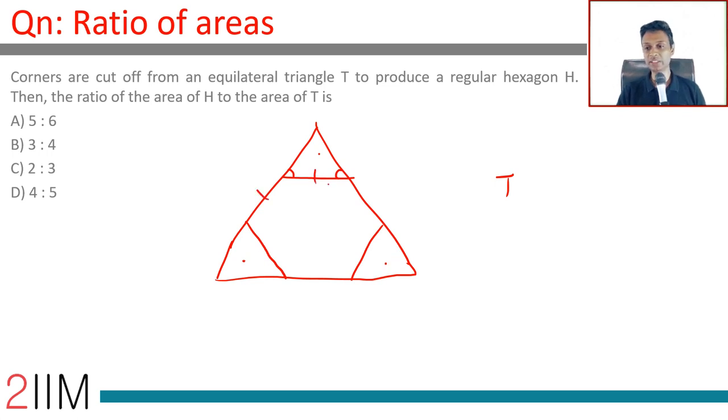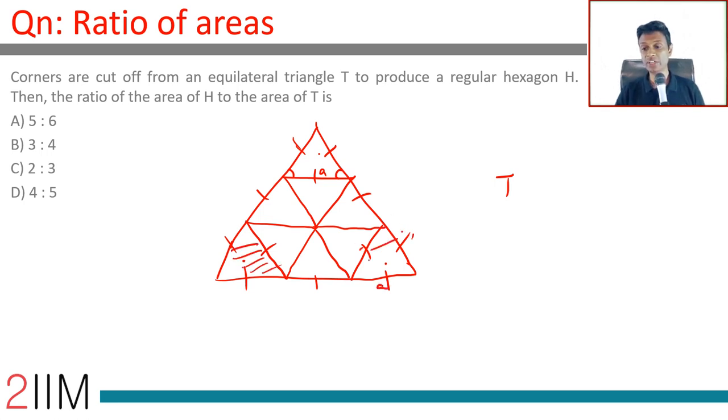The regular hexagon, all these sides are equal. Then the equilateral triangles, so these two are equal. These two are equal. These two are equal. So this is a regular hexagon of side A, which is nothing but 6 equilateral triangles of side A. What is outside are 3 equilateral triangles of side A.